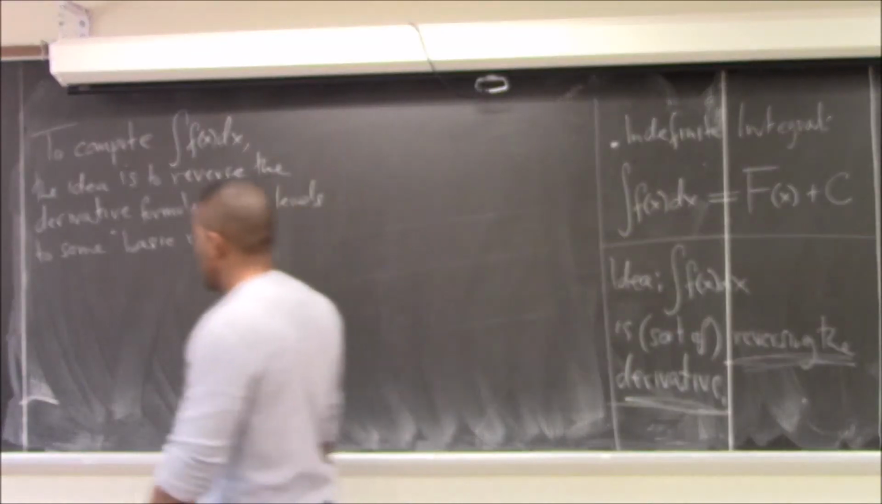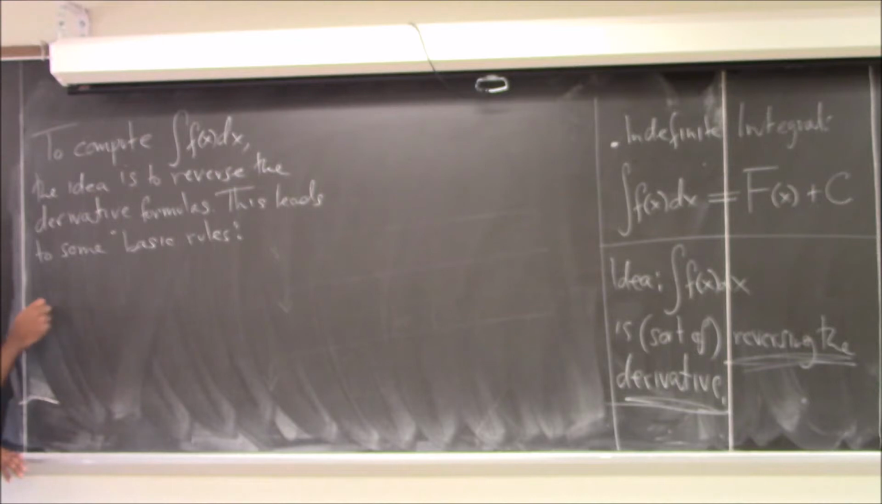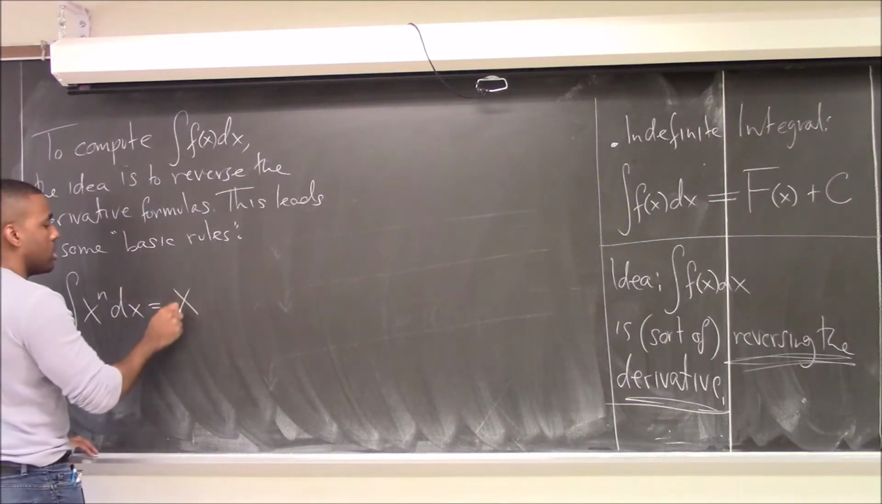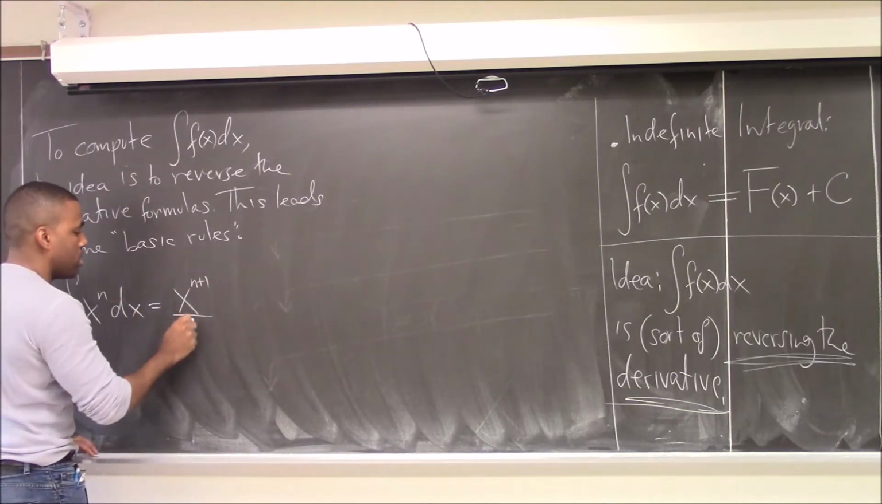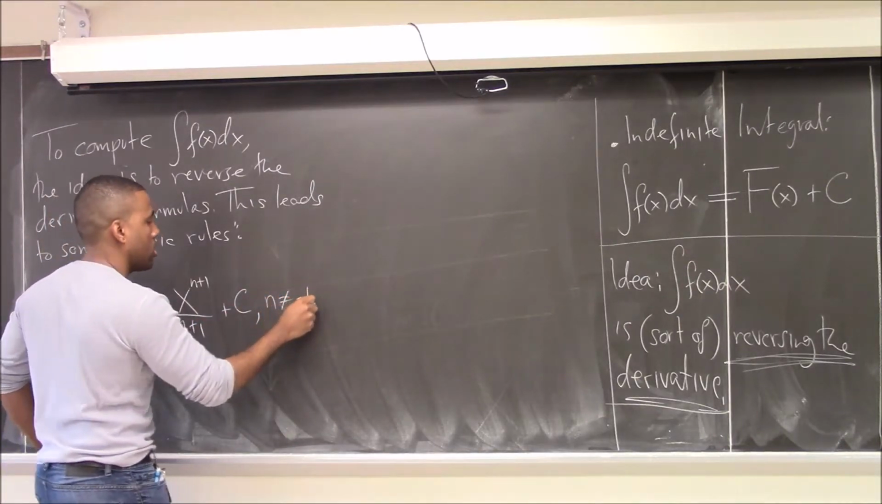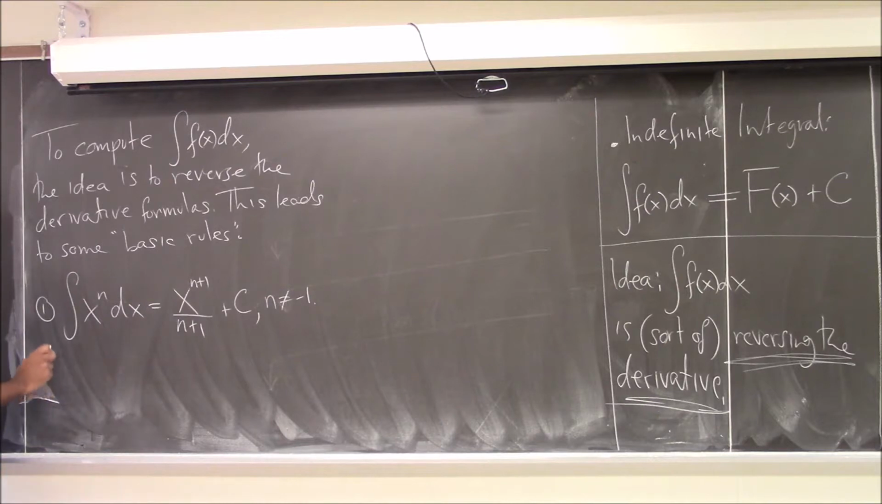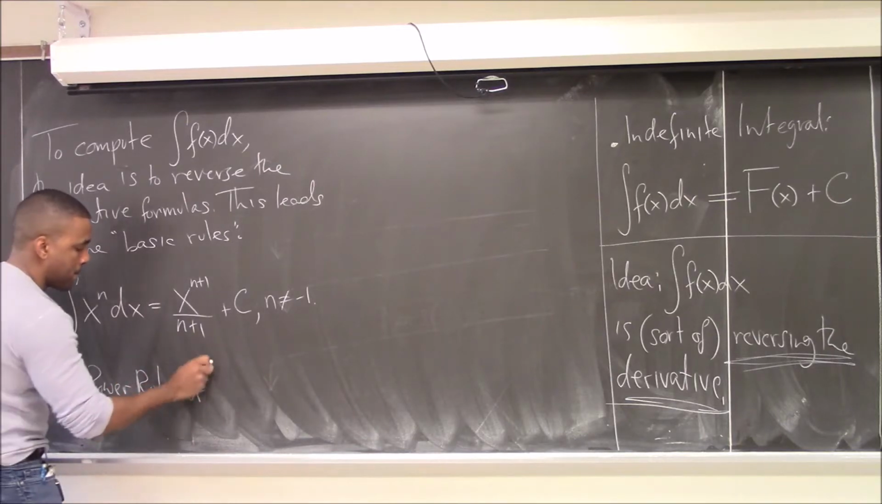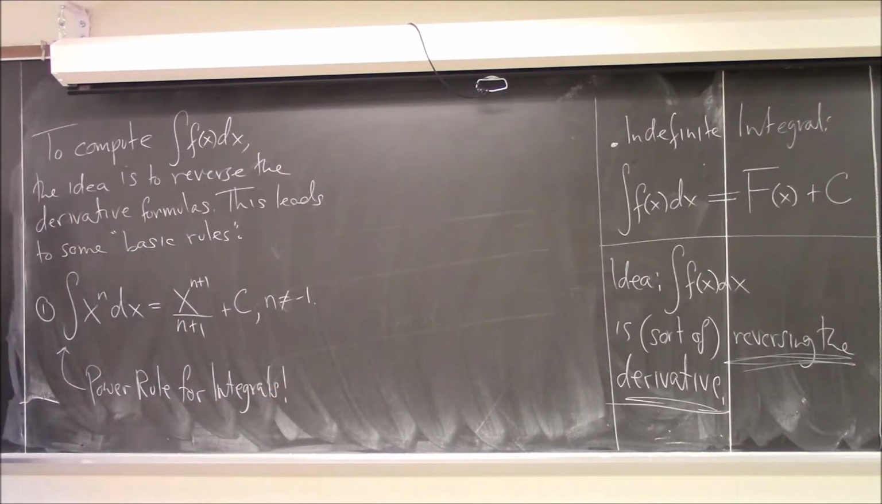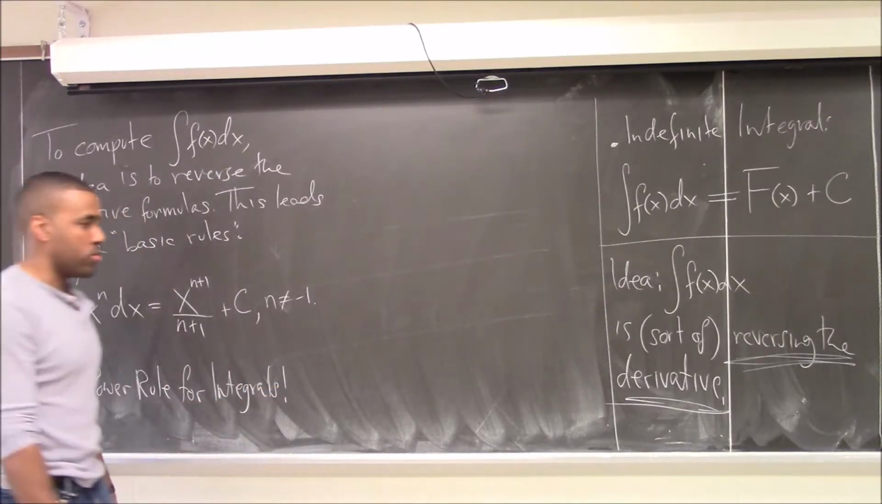So for example, I know, number 1, the antiderivative of x to the n dx is going to be x to the n plus 1 over n plus 1 plus c, if my n is not equal to minus 1. This is called the power rule for integrals. So we had a power rule for derivatives, and there's also the power rule for integrals.